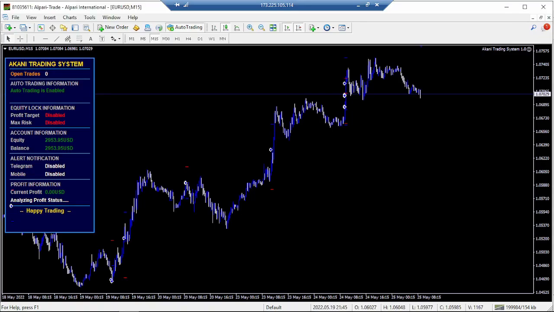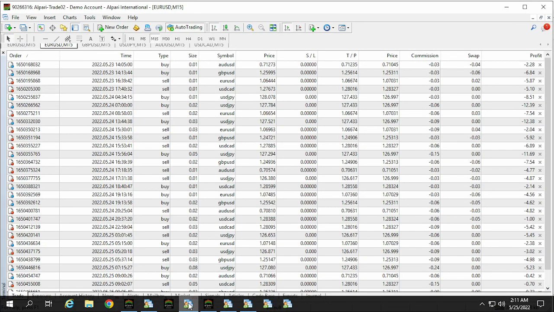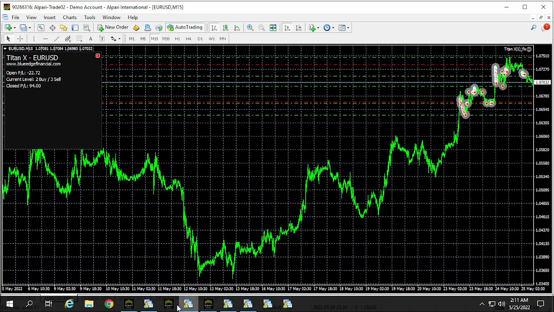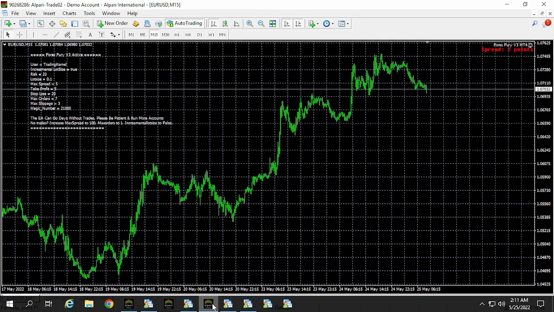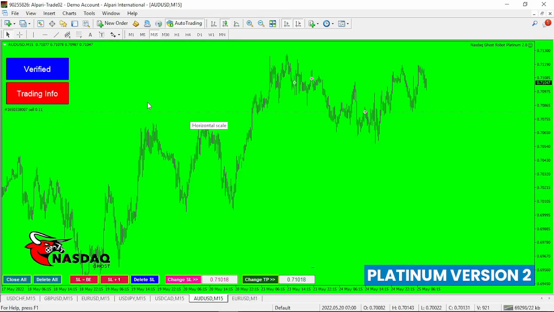The NASDAQ Ghost Platinum should be here. Is this the NASDAQ Ghost? No, this is the Titan. This is Spartan Boots. This is Forex Fury. Okay, yeah. So this is NASDAQ Ghost, guys. This is NASDAQ Ghost Platinum version 2.